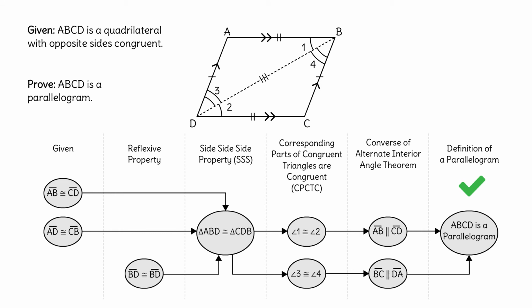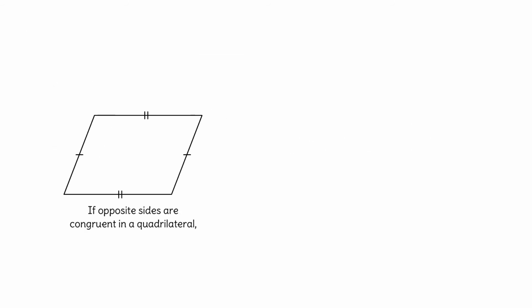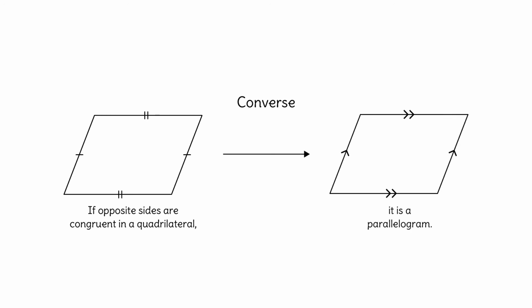Because we proved the converse of this property, we now have a tool we can use to prove something is a parallelogram. If you see a quadrilateral with opposite sides congruent, you can use the converse of this property to prove it in one step.